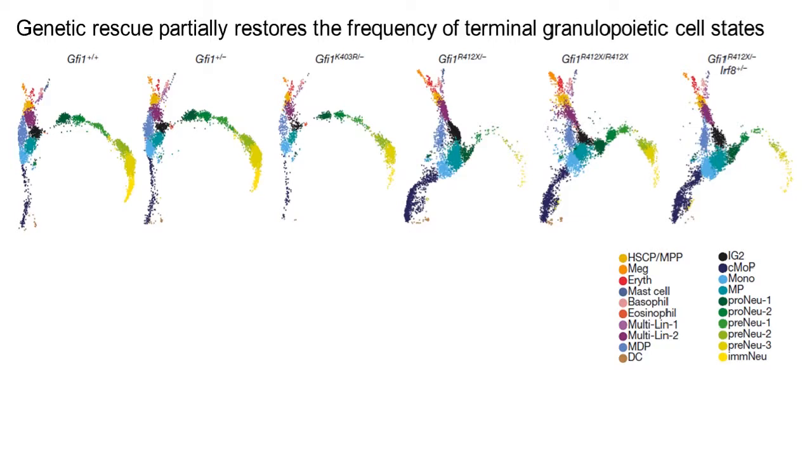You can see normal numbers of pro-new, pre-new, and im-new cells in the K403R mice, indicated by the green and yellow cells in the UMAP plot, which, similar to our FACS data, suggests that granulocytic specification and development is roughly intact in these mice. Additionally, you can see that the genetic rescues increase the incidence of these granulocytic cell types compared to the R412X het capture, illustrating a partial rescue of specification in these mice.